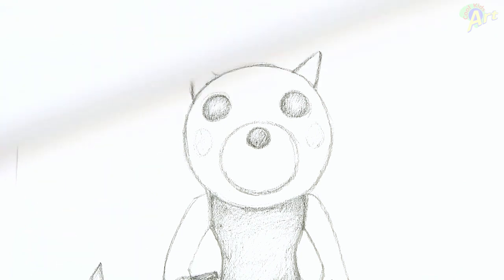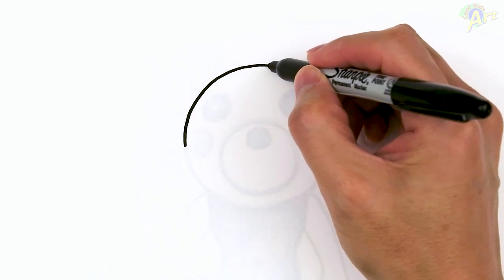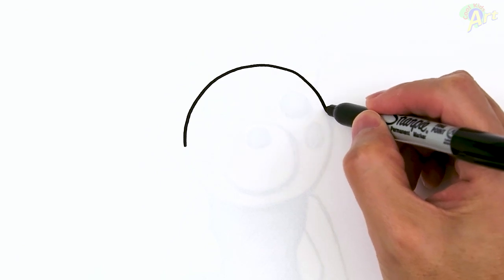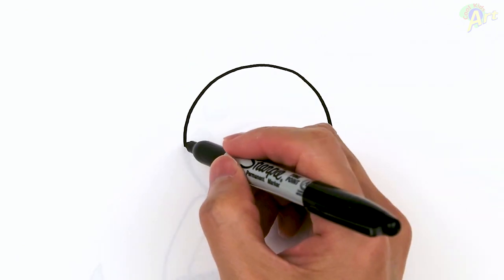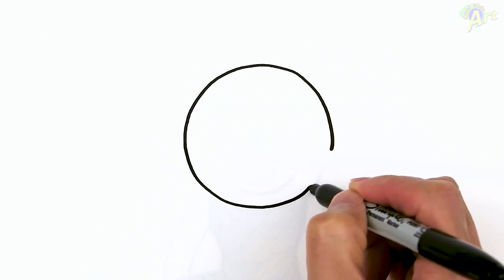Alright, so let's draw this, and this one's very easy to draw. So here's my sketch underneath. And for this character, we're gonna draw in the overall head shape first, which is gonna be another circle. So it's very similar to the other Roblox characters. Okay, so that's the overall head shape, and then now we can draw in the nose.